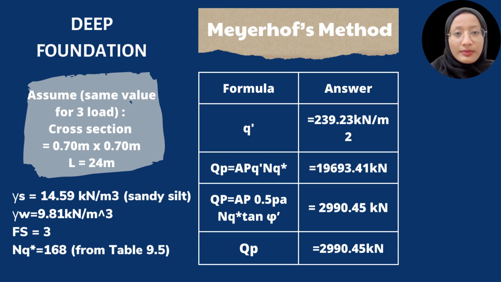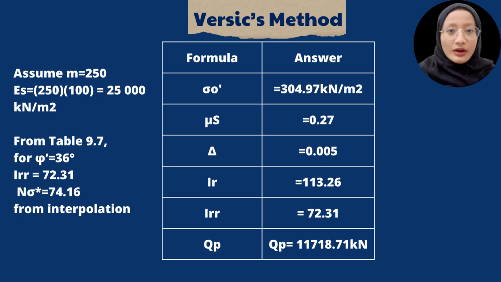19,693.41 kilonewton and 2,1990.45 kilonewton. So for the QP for Meyerhof method, we choose the smallest one, which is 2,990.45 kilonewton. For the Vesic method, we use M equal 250, which is the medium sand, and for the N sigma, we got 74.16 from the interpolation.